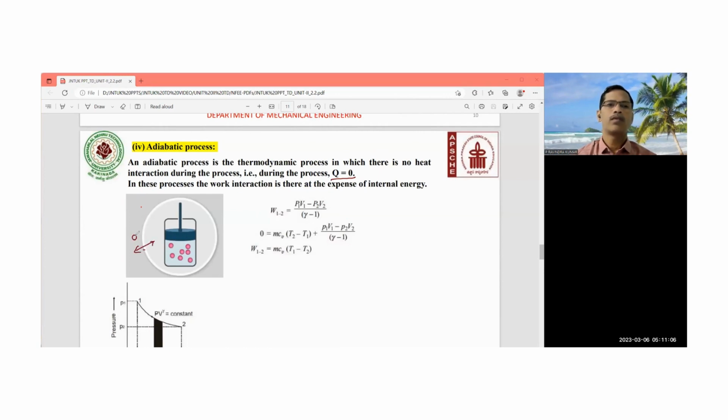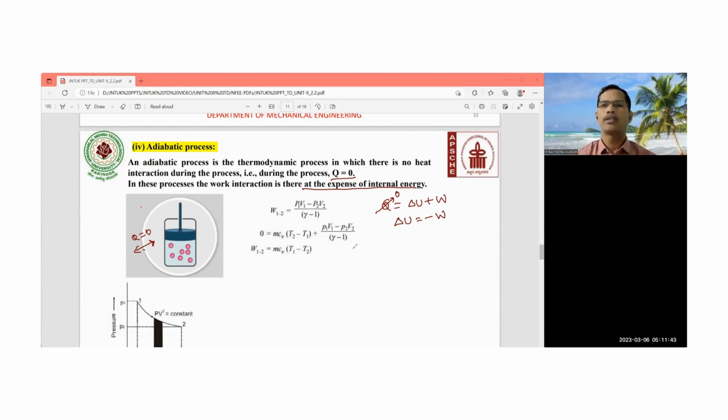So here Q is equal to 0. No heat interactions. Neither the heat is entering nor the heat is leaving the system. So that is, heat transfer is 0. In this process, only the work interaction is at the expense of internal energy. Why? It is a stationary system. Q is equal to delta U plus W. When you write it is the adiabatic process, Q is equal to 0. That means the adiabatic process is going to occur at the expense of internal energy.